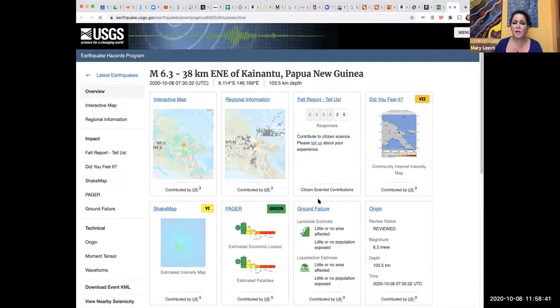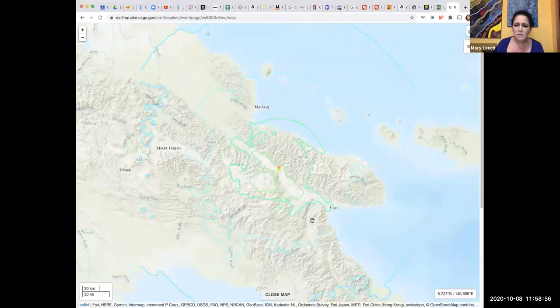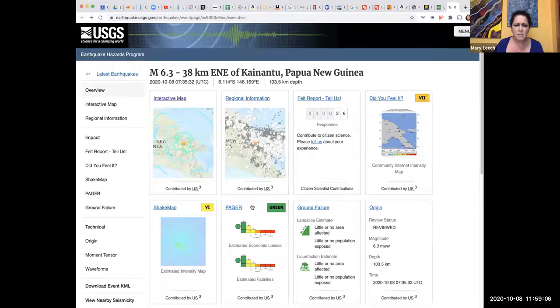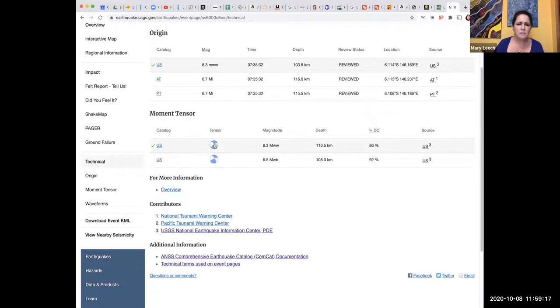Here's the shake map. This is the one generated by the USGS. It doesn't seem like there was a lot of shaking, actually. It's fairly light. It's in the blue colors. It's not a lot of red shaking. Now let's see, regional origin. I'm looking for the beach ball diagram. There are the beach balls.